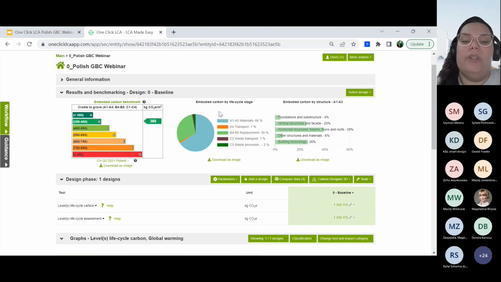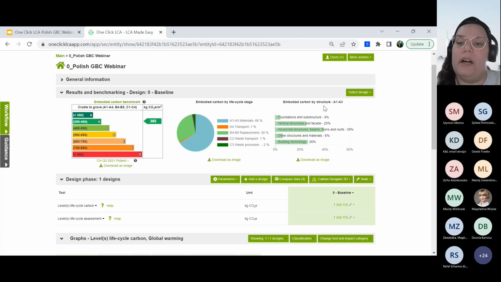And then we have also the embodied carbon by life cycle stage that shows us which life cycle stage is the one responsible for the most emissions. In this case, we have here the A1 to A3, the materials, with 66%, which is usually the case, that the materials is the stage that is the most responsible for the emissions. But here we have also a huge part of this pie graph with the replacement phase as well.